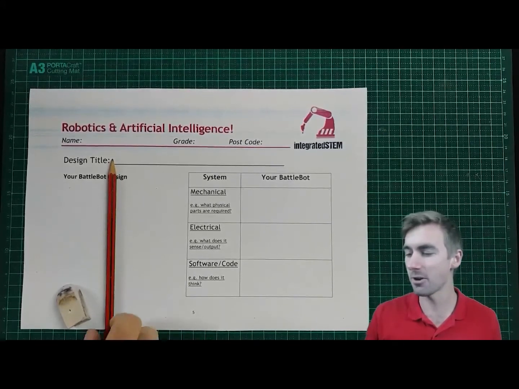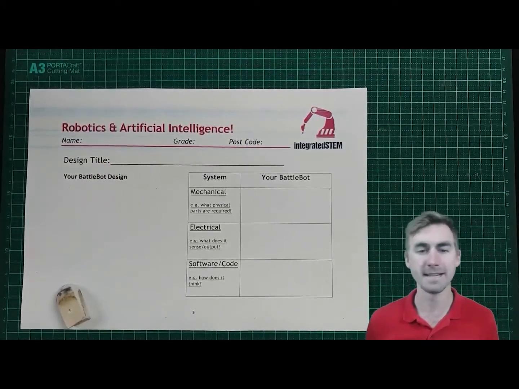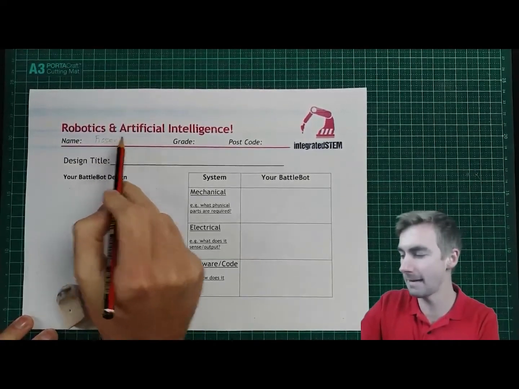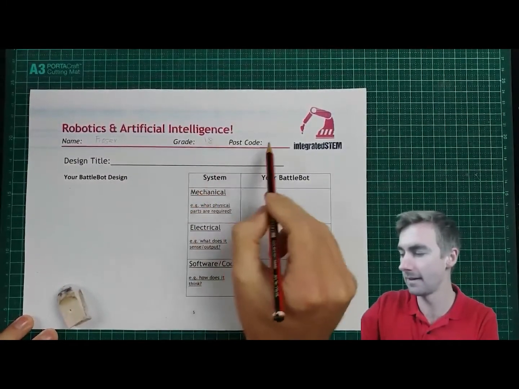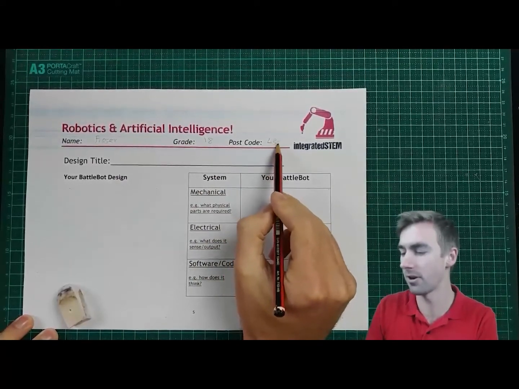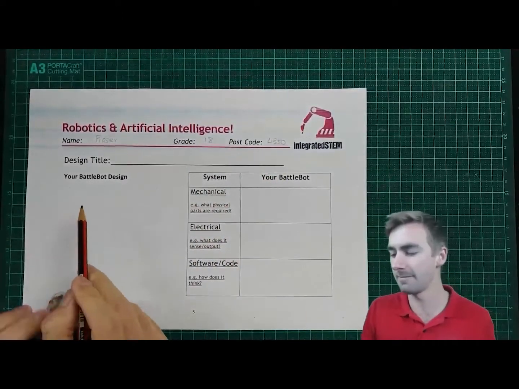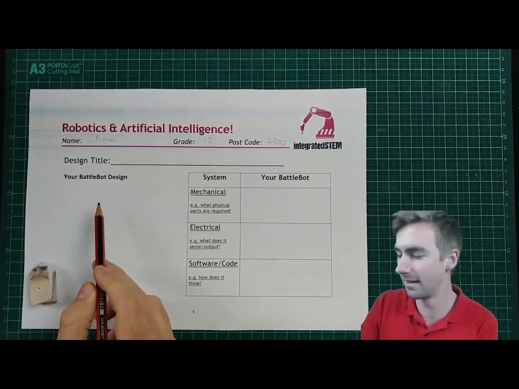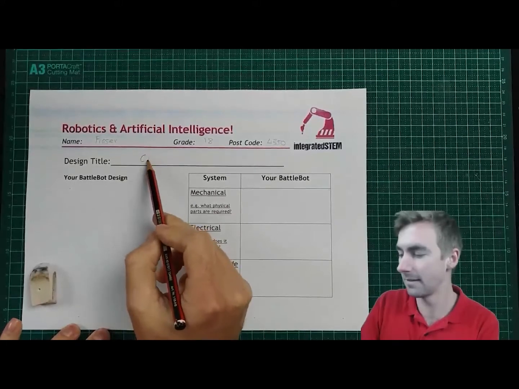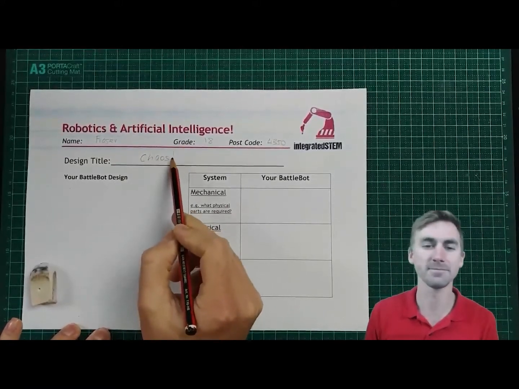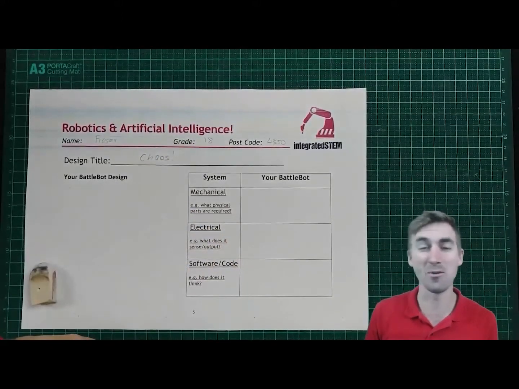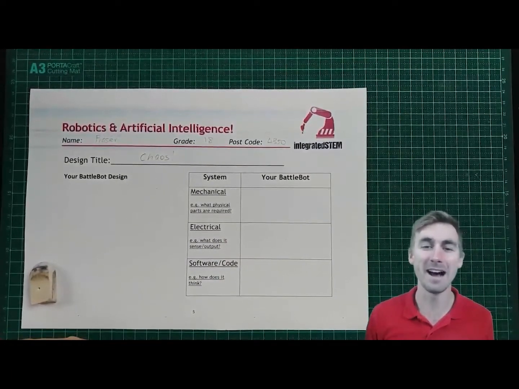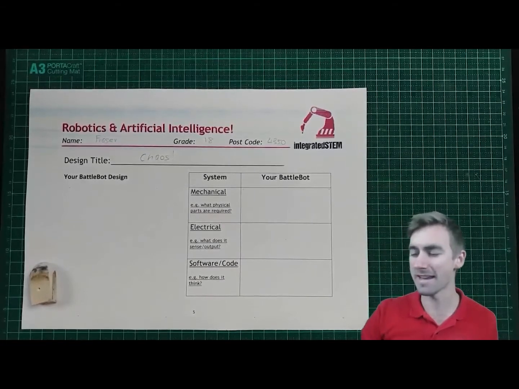Now, the first thing I'm going to do is write my details in. So firstly, I'm just writing my name, grade, and postcode. And my design title, I'm going to call it Chaos. Feel free to name your BattleBot whatever you want. Maybe you leave the name to the end and then decide what it might look like. But I'm going to go with Chaos.